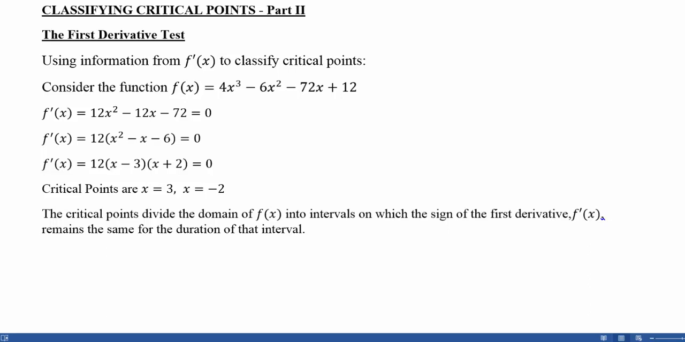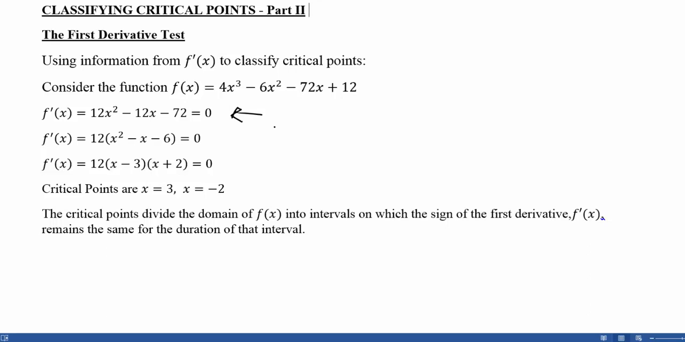So let's begin by considering the function 4x cubed minus 6x squared minus 72x plus 12. If we take the first derivative of this function, we get 12x squared minus 12x minus 72. Factoring that out, we eventually find that our critical points are x equals 3 and x equals negative 2.